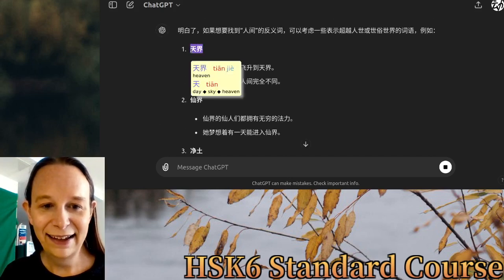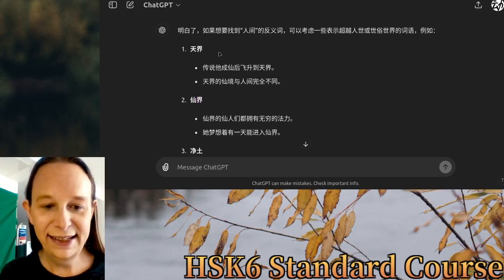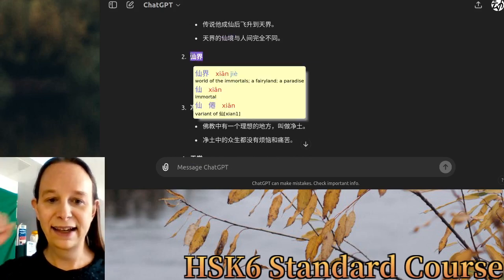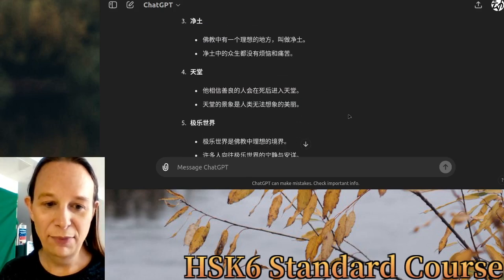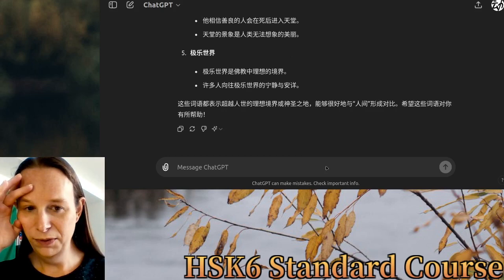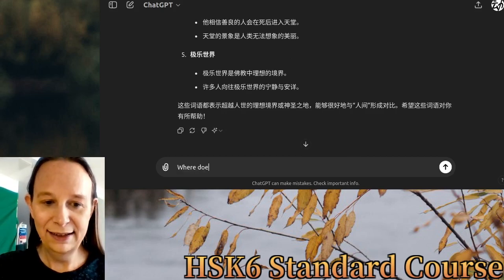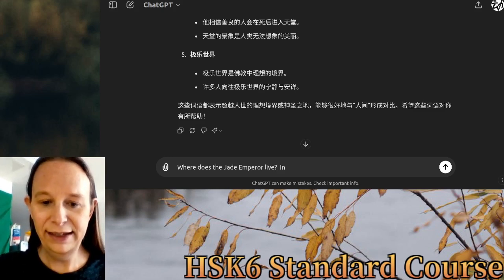天界, heaven, as opposed to 仙界. Maybe this one. 仙界. World of the immortals, right? Where does the Jade Emperor live? Is it the Jade Emperor, Jade Immortal? I think it's Jade Emperor. Where does it? In 西游记.